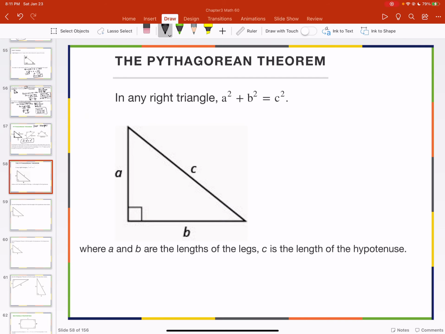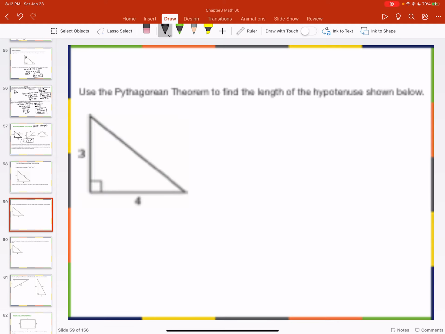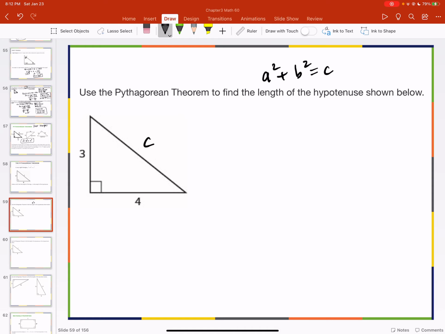Okay, so just to recap, in any right triangle, a squared plus b squared equals c squared, where a and b are the lengths of the legs of the right triangle, and c is the length of the hypotenuse. Okay, so let's go ahead and use the Pythagorean theorem to find the length of the hypotenuse below. Remember, a squared plus b squared is equal to c squared. Now, it's arbitrary what a and b is. It doesn't matter, as long as you know that it's the legs. So 3 squared plus 4 squared is equal to c squared.